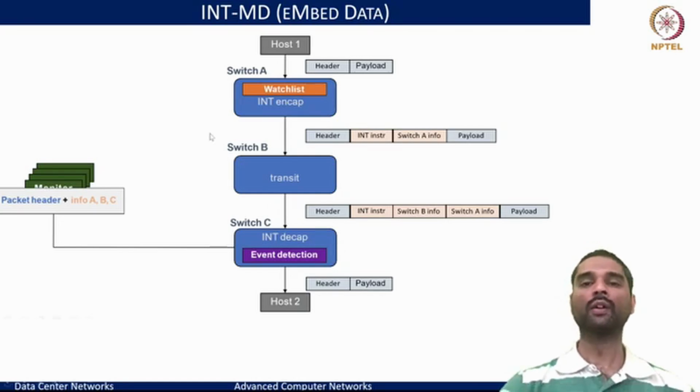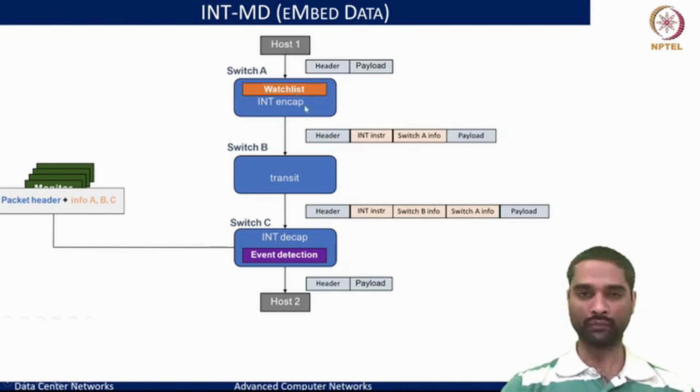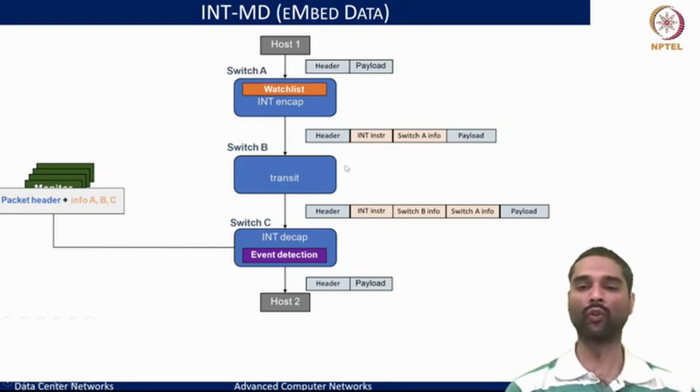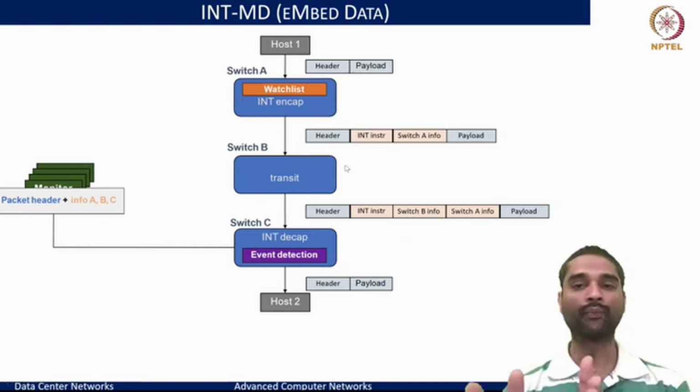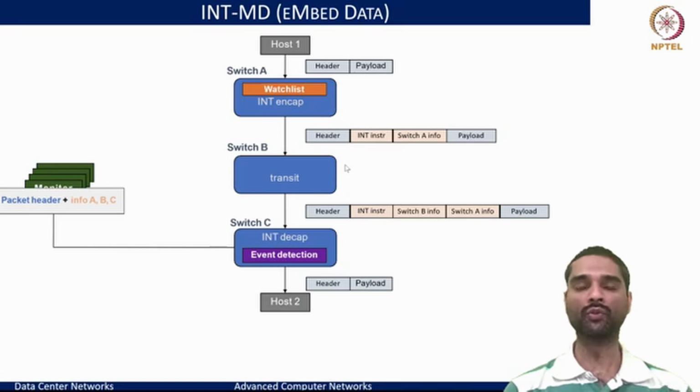And here, switch A, which has the watch list, is what we call the ingress or the INT source, and switch C, which is the last switch that processes this INT, is called the INT decap or the sink switch that basically takes off this INT information. And note that when we have lots of switches and a lot of information that gets padded, it may become difficult to fit within the MTU size.